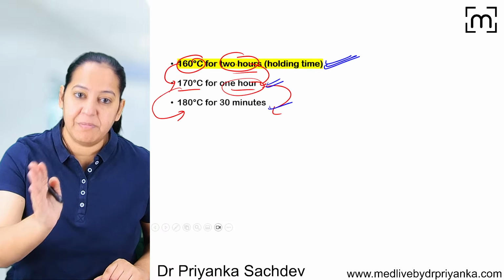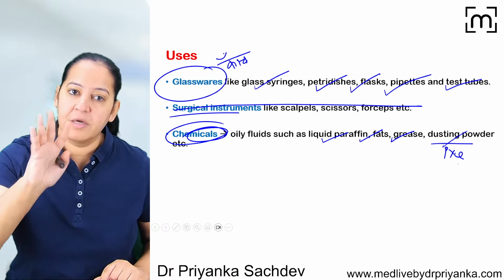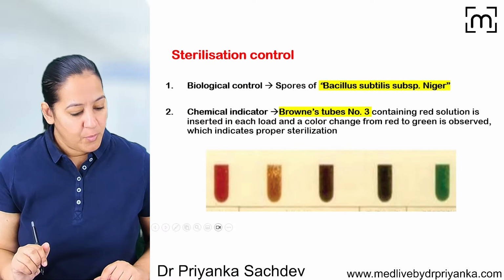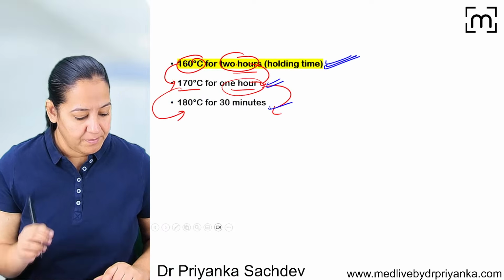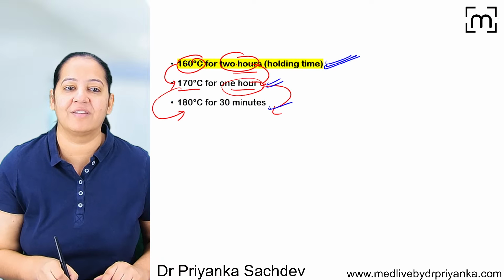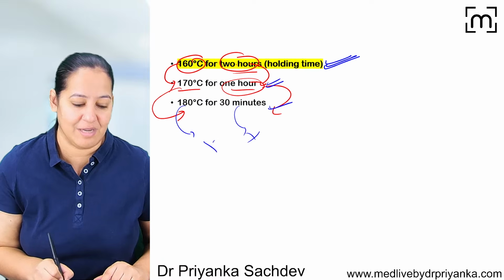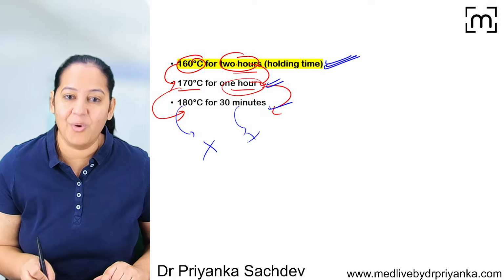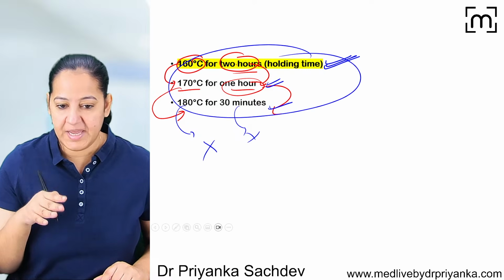So we have seen the principle, temperature, time, uses. Now tell me the control. What do you mean by control? First understand what you mean by control. No, don't increase the temperature further to 190 degree for 15 minutes. No, it's not applicable. Okay, toxic. No, you will get one of the three among the options.